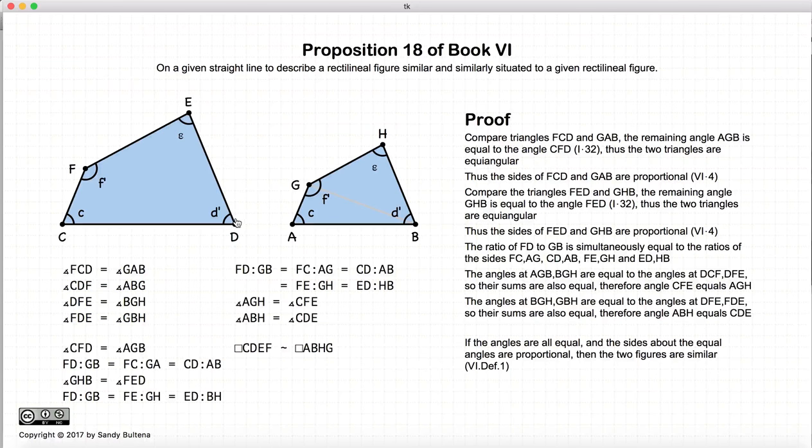So what we have now is two polygons where the sides are proportional, and the angles are the same, and by Book 6, Definition 1, these two polygons are similar. And thus we have shown how you can take one polygon and draw a similar figure onto a line AB.